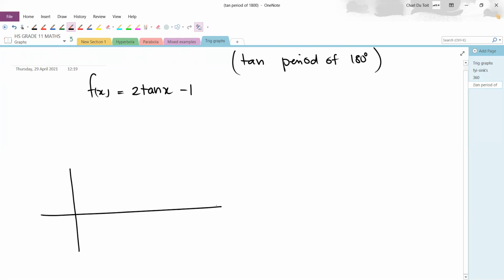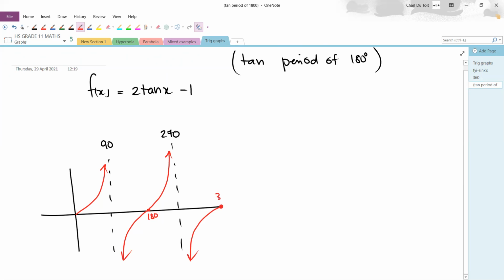There's my basic tan graph. And at 90 and 270, it's undefined. So there's one graph, it's finished already at 180. Then the second graph starts. And I have one coordinate here of 45 and 1. This is just y equals 1 tan 1x.